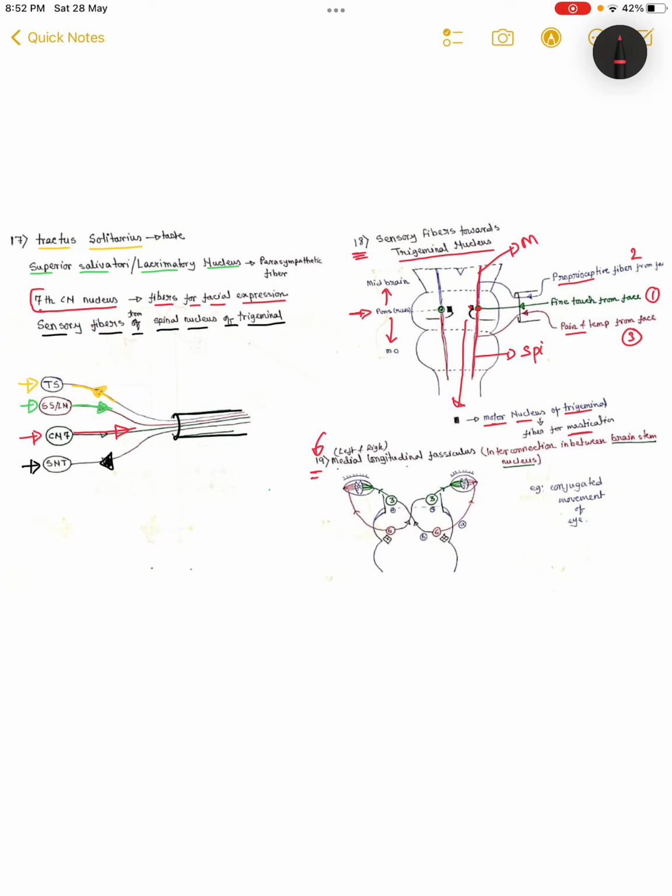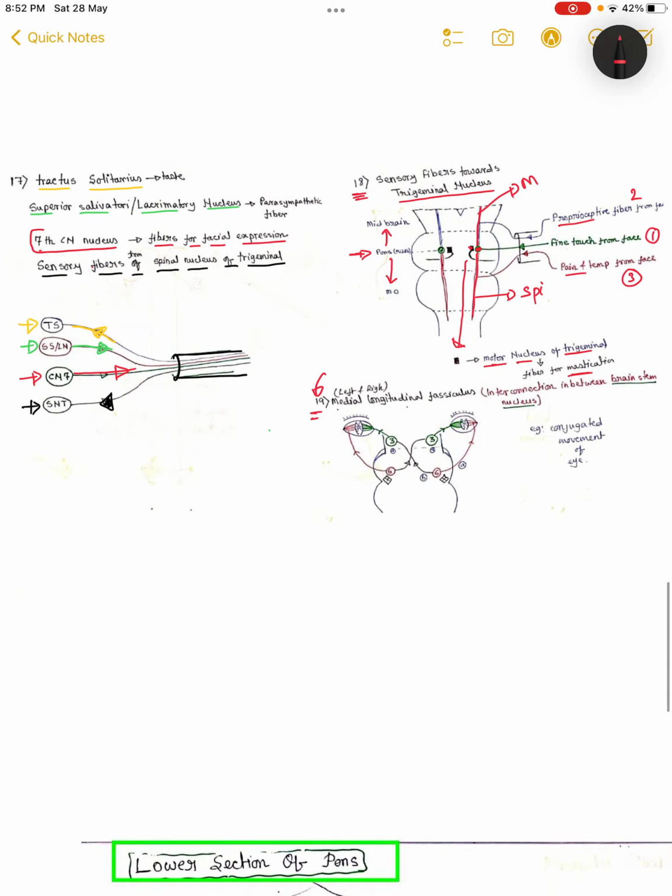In the 19, we will discuss the function of the medial longitudinal fasciculus. So you guys already know, okay, medial longitudinal fasciculus, oculomotor, trochlear, abducens and vestibular. So tell how this actually happens. Okay, you have to just remember this one: interconnection between the brainstem nuclei. Okay, and the function is conjugated movement of eyes.